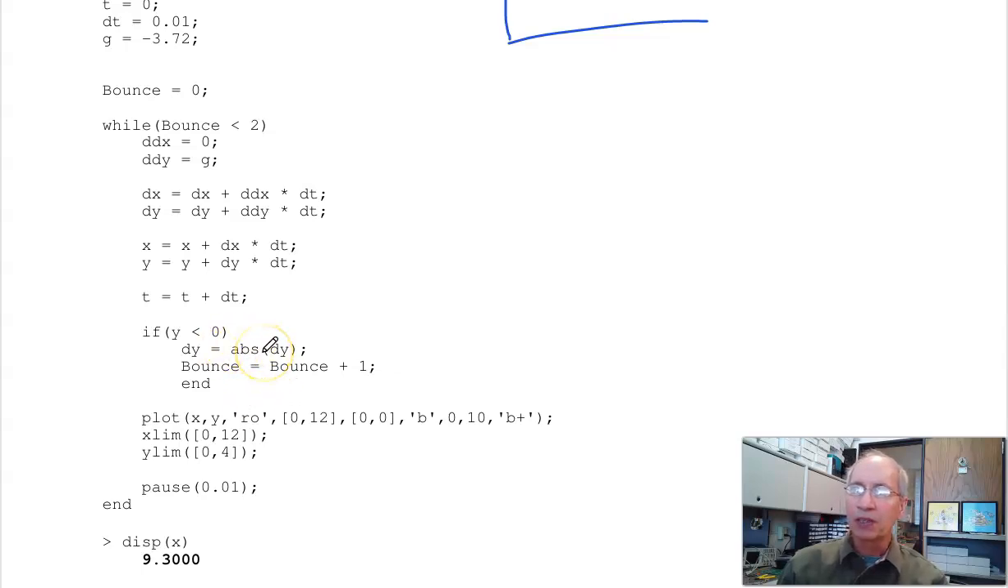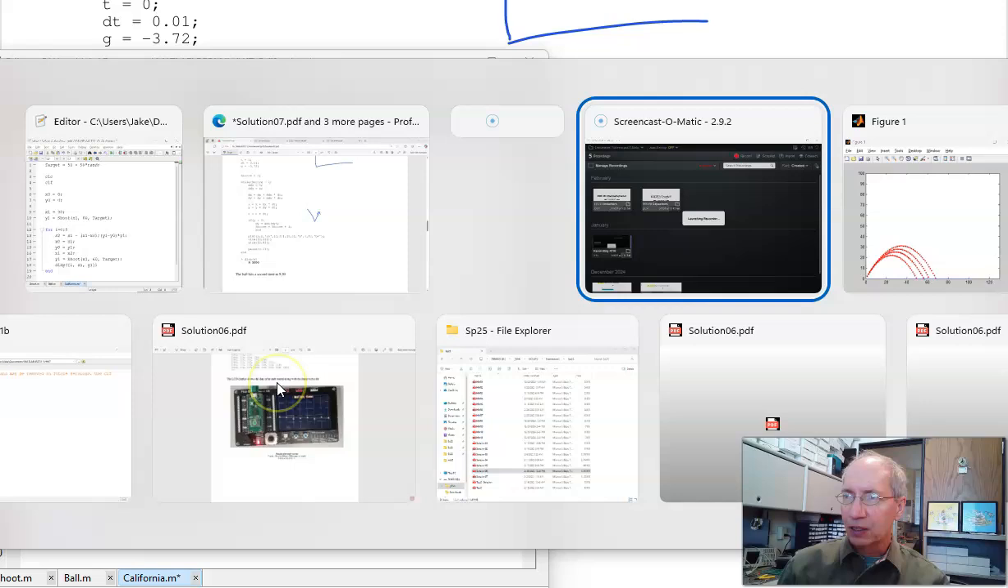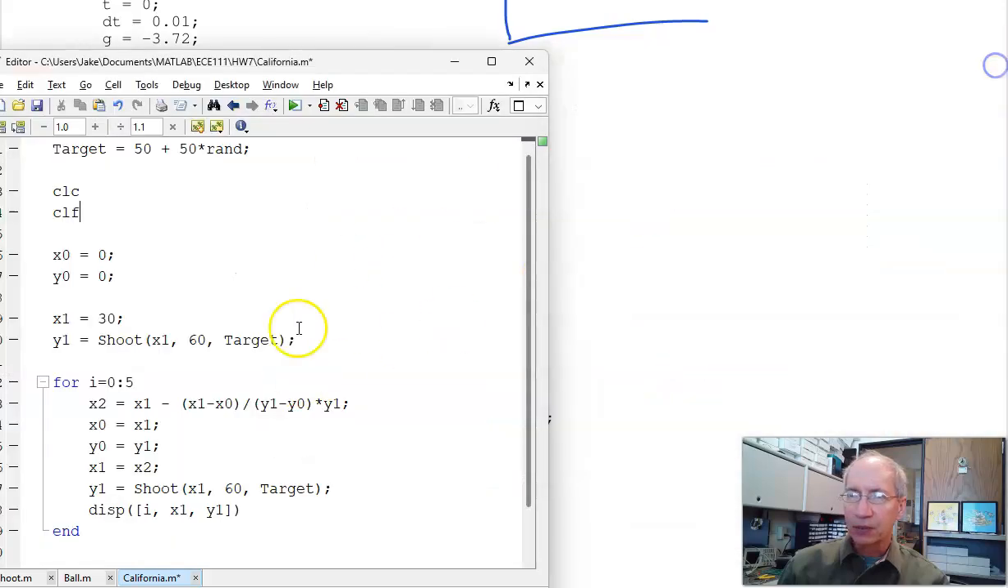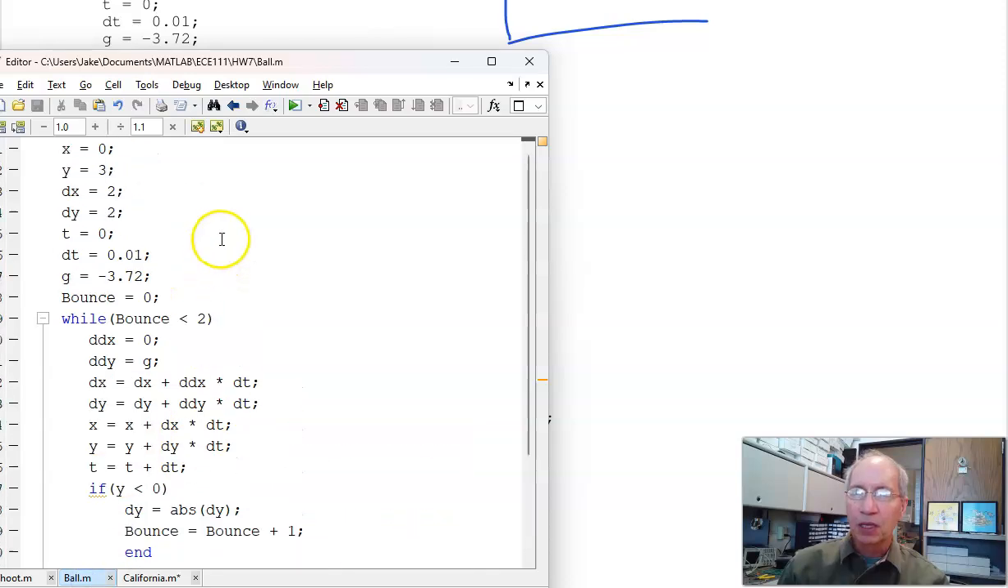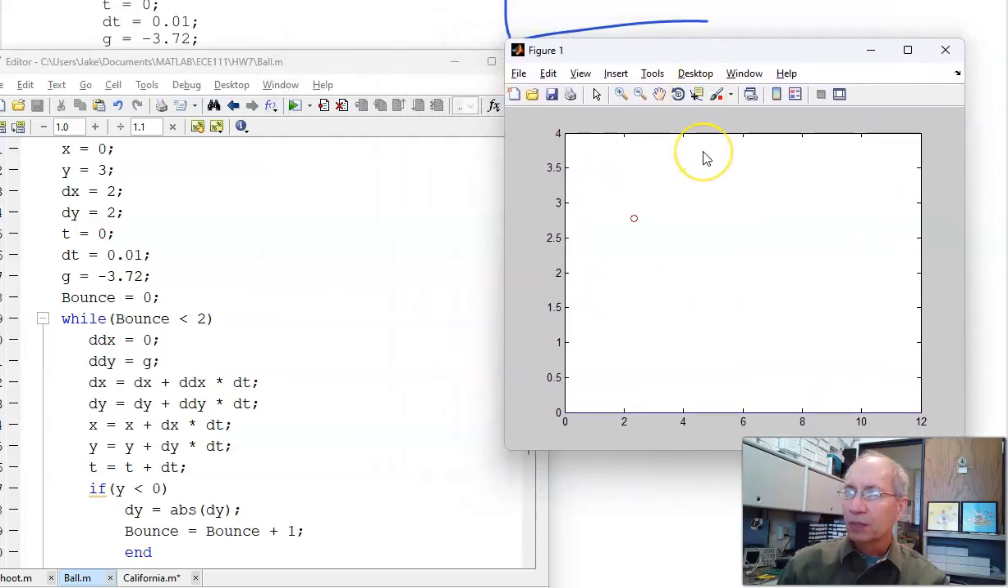This is if I hit the ground, I just reflect. The velocity was going down, now it's going up. I'll keep on doing that till I get the second bounce. And what that looks like is, let's go over here. Let's close that down. Here's the bouncing ball. I'll start out, it goes up, and the acceleration pulls it down. There's the first bounce, comes up.